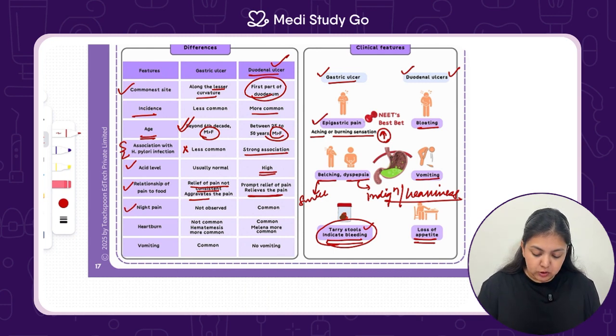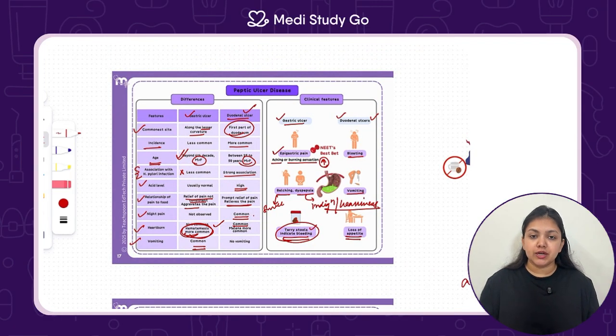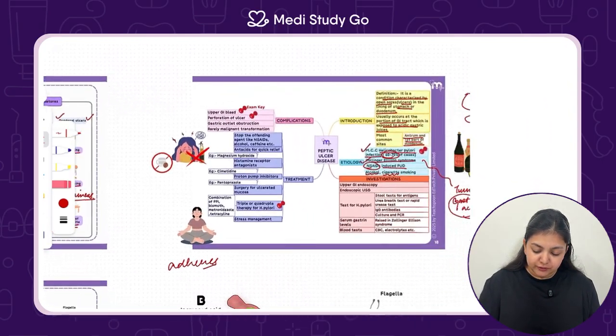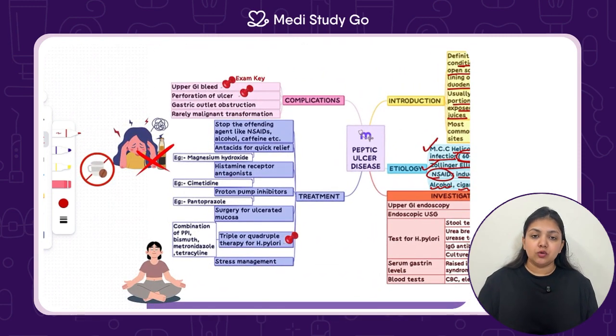Then night pain is common in duodenal ulcers and heartburn is also common, whereas hematemesis is more common in gastric ulcers and vomiting is common in gastric ulcer. So these are some features which differentiate gastric from duodenal ulcer, thereby showing that they are not the same, but the pathophysiology stays the same, which are the three main causes and the processes by which peptic ulcer disease really does occur.